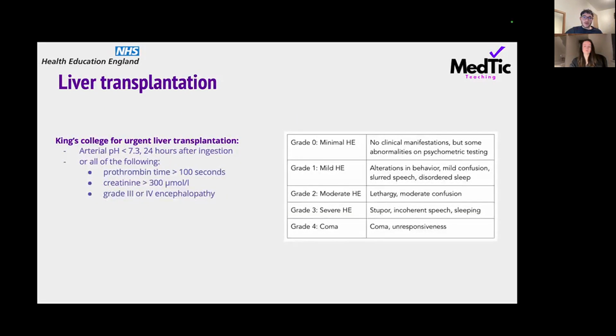So, speaking a bit about why this patient was eligible for acute liver transplant. King's College criteria says that if the arterial pH is less than 7.3 24 hours after ingestion, which it was in our case, or if all of the following are present, and you can see them there. We have spoken a bit about hepatic encephalopathy before, and the grade 0 to 4 is up there again. I don't think I need to go through it a second time, but it shows that it is important and used in lots of different clinical situations.